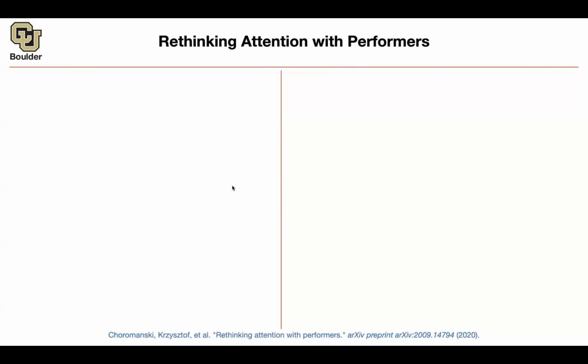This one also has a similar idea. It's called Performers, but it's mathematically a little bit more rigorous. But the math, we are not going to go into much detail here. What are we doing? We are going to use fast attention via positive orthogonal random features. And they came up with this sequence of words to give you FAVOR+. So if you hear the name FAVOR+ or Performer, we are talking about this paper.